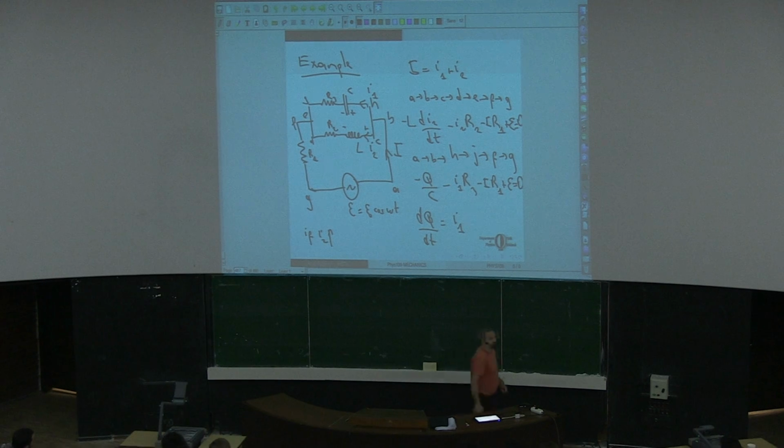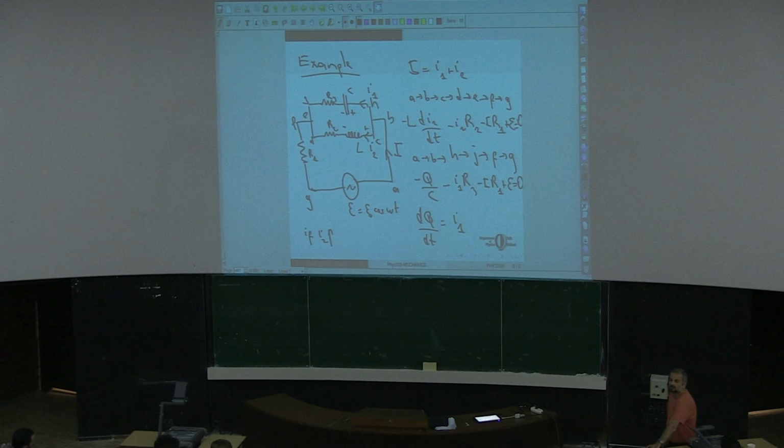Is there a plus sign or a minus sign? If I1 is positive, is Q increasing or decreasing? If I1 is positive, then Q should be increasing, so dQ by dt should be equal to I1, with a plus sign. If I1 is positive, dQ by dt should also be positive. So now we have 1, 2, 3, 4 equations.